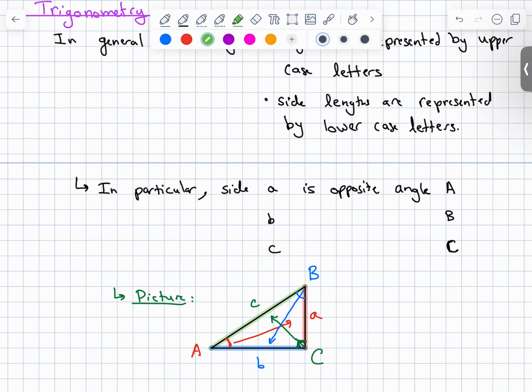So that is the term opposite, but there's also the term adjacent. The hypotenuse is always the hypotenuse. I'll let you draw that first. That's a lot of coloring.